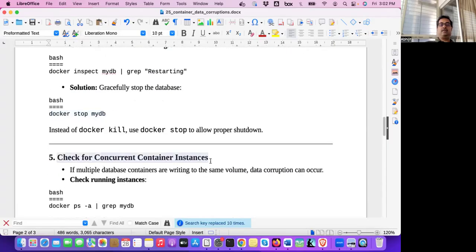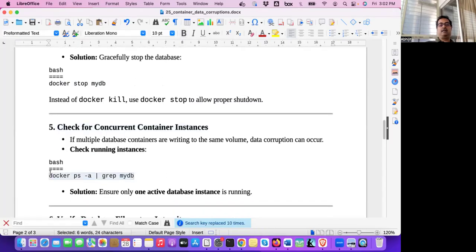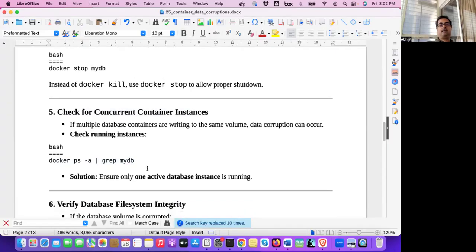Then we also need to check whether concurrent containers are writing. Maybe there are two container instances, and they're both writing at the same time, and because of that some data corruption is happening. So we can check with the command docker ps -a and grep for your container process, and see whether two instances are running or not. Ensure only one active database instance is running.